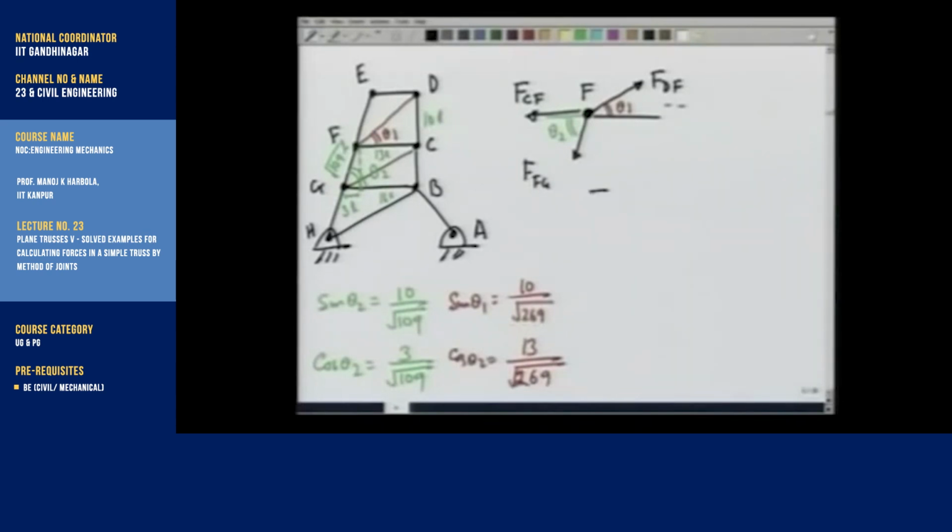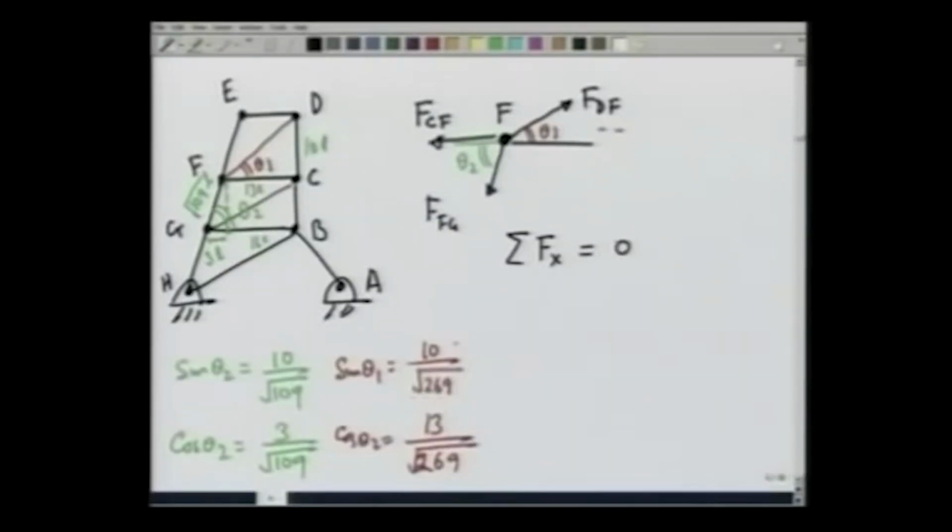Now, summation Fx at F equal to 0 gives me FDF cosine of theta 1 minus FCF minus FFG cosine of theta 2 equals 0.